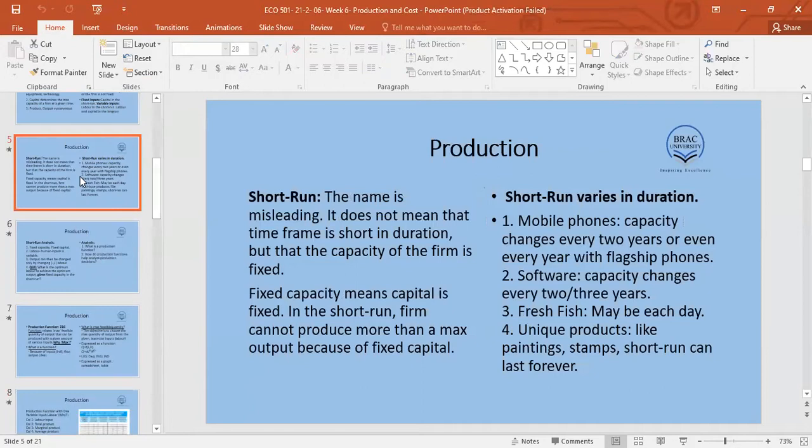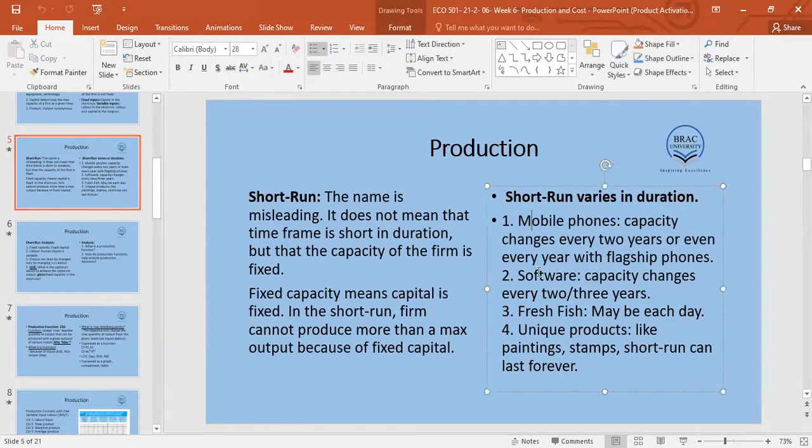Okay, this is exactly what we've talked about, that the name is misleading, the short run. It does not mean that the time frame is short in duration, but how long can the capacity of the farm change? And short run, like mobile phone, it varies from 1 year to 2 years. In the case of software, Windows is launching a new Windows 11.